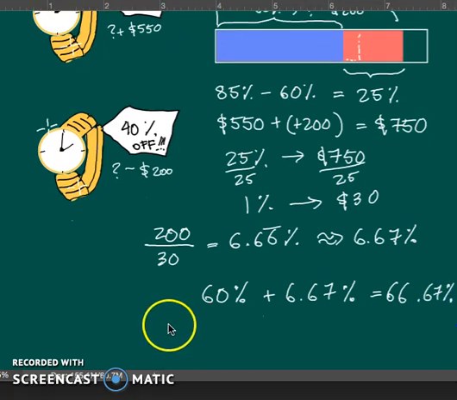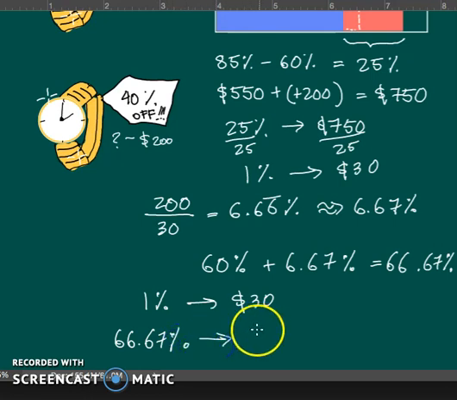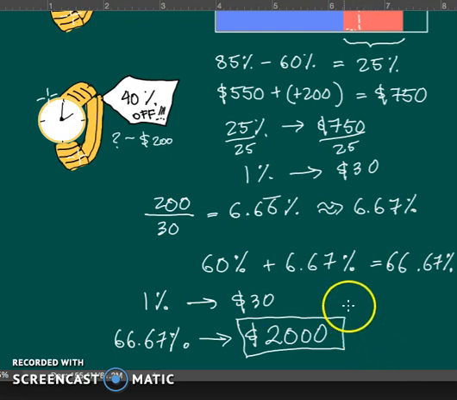66.67%. And if we figured out that 1% is worth $30, then 66.67% multiply both sides will be worth approximately $2,000. And that's the answer. When charging $2,000, we wouldn't lose or make any money on the watch.